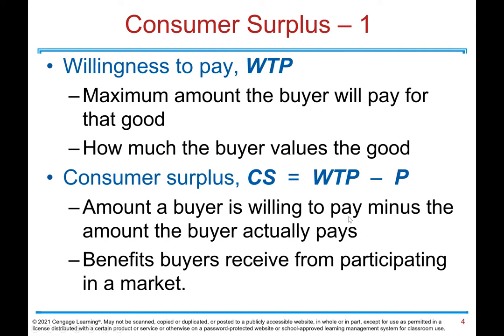So, consumer surplus. Let us define willingness to pay, or WTP: it is the maximum amount the buyer will pay for that good, how much the buyer values the good. Consumer surplus, or CS, is equal to WTP minus P, willingness to pay minus the price of the item. It is the amount a buyer is willing to pay minus the amount the buyer actually pays.